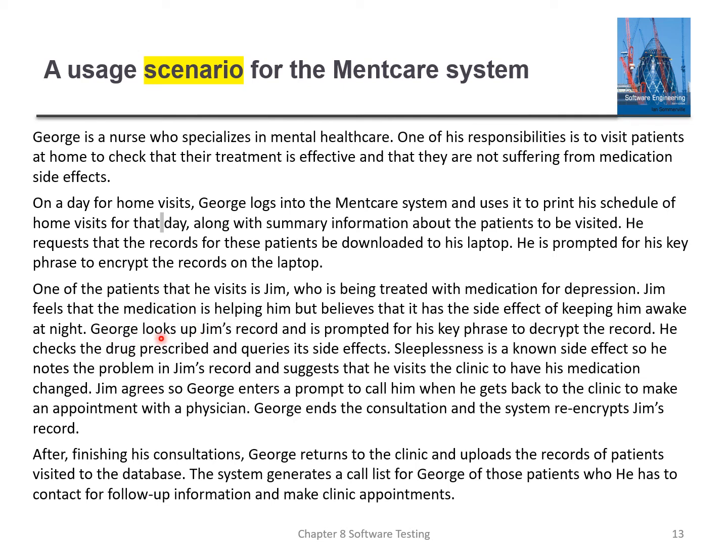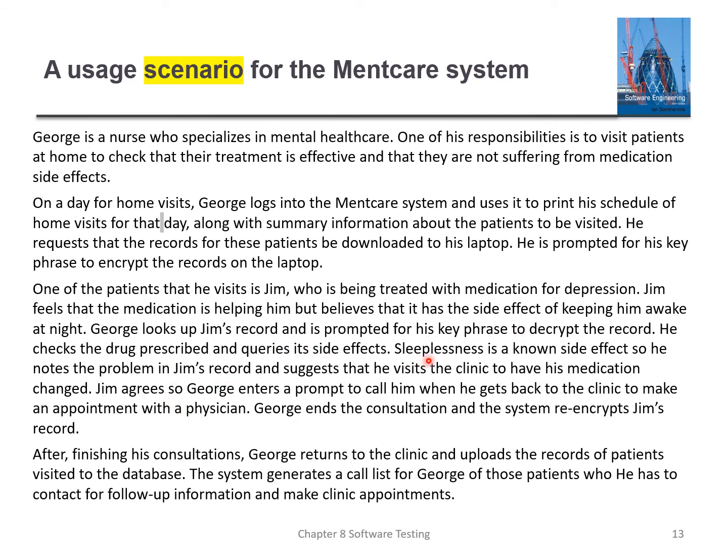George looks up Jim's record and is prompted for his key phrase. When he goes to the patient's house, whenever he wants to log into the system, he needs to put in some security code. The system will decrypt the record. So it's a very secure kind of system. He checks the drug prescribed and queries its side effects.